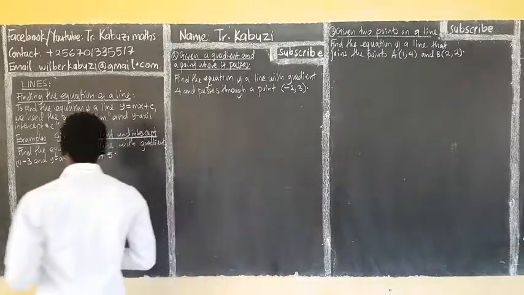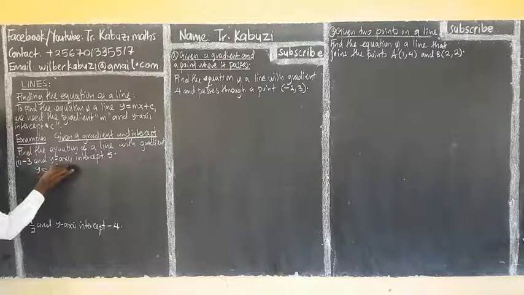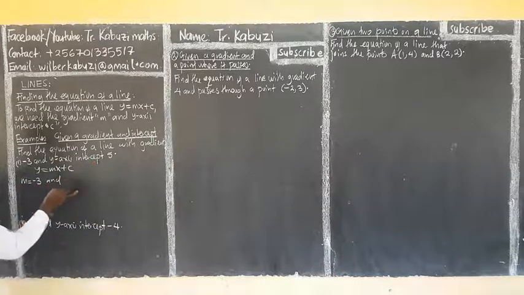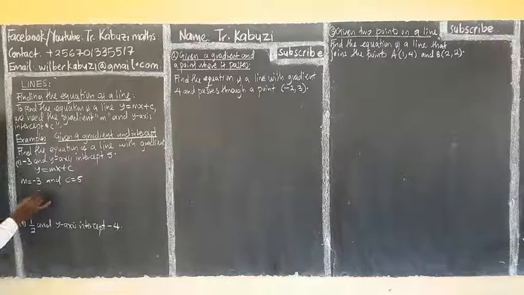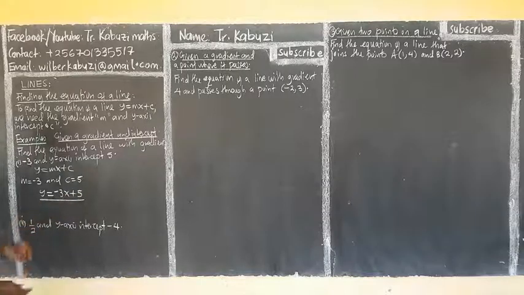So meaning, if I want my equation y equal to mx plus c, they are giving me the gradient as -3 and the y-axis intercept 5. So our c is 5. So all I do, I just come and I substitute here. So my y now will be my m, which is -3x plus c, which is 5. Simple as that. So this will be my line.